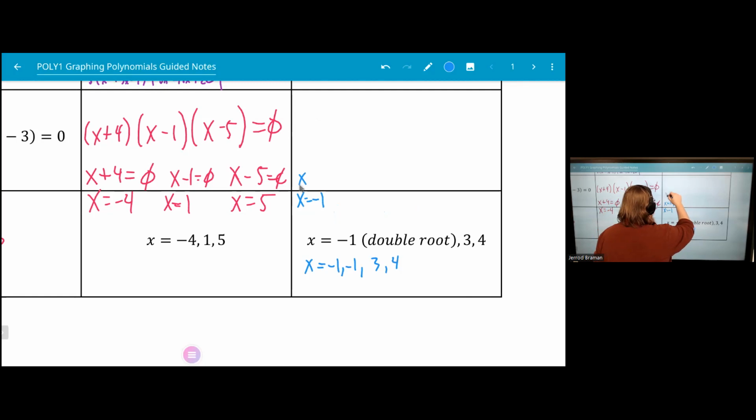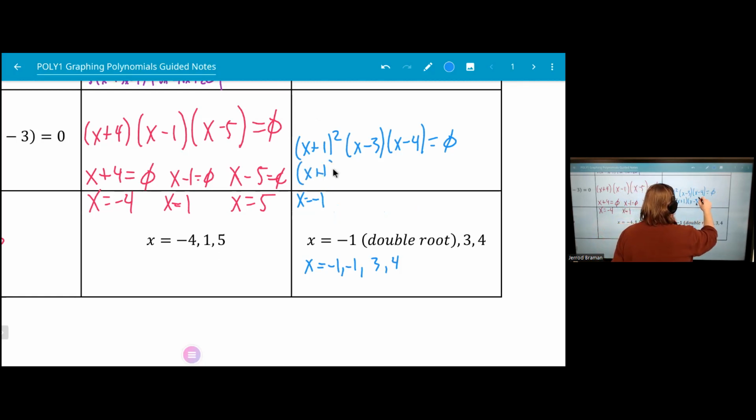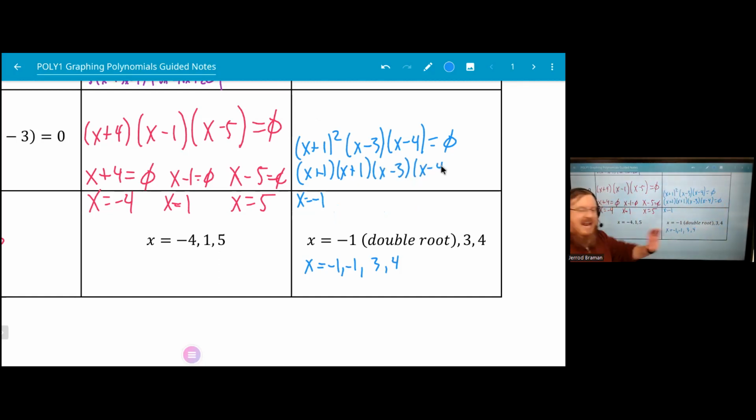I could have x plus 1 squared times x minus 3 times x minus 4 equals 0. Again, you could also rewrite this as x plus 1 times x plus 1 times x minus 3 times x minus 4 equals 0. Either one of those is fine. But one of the big ideas is you need to recognize that that -1 happens twice.